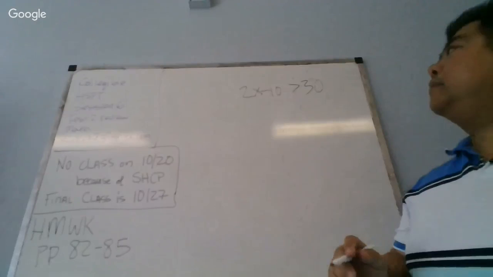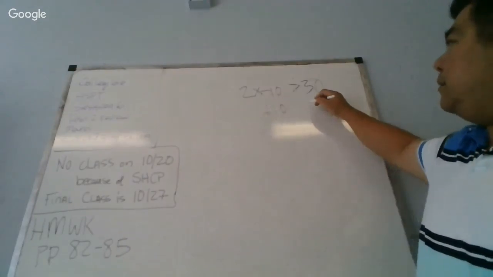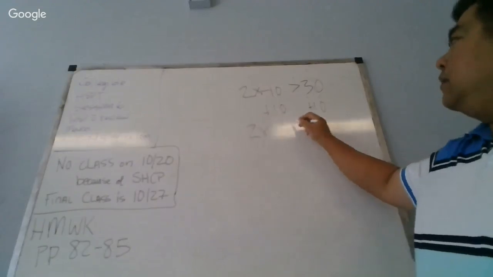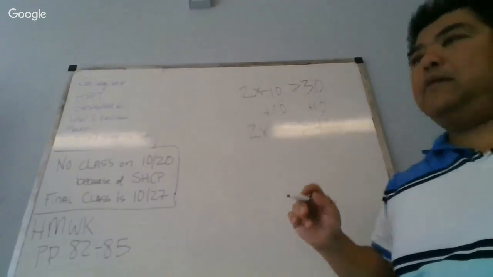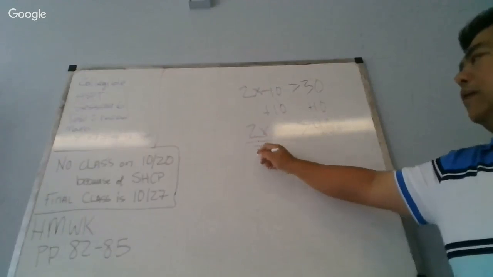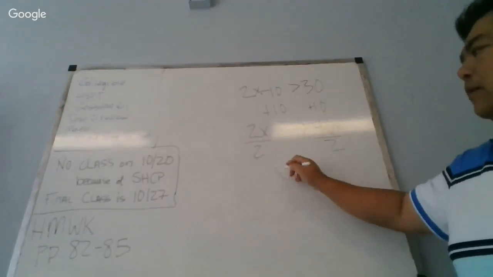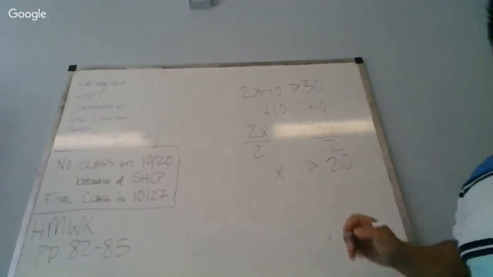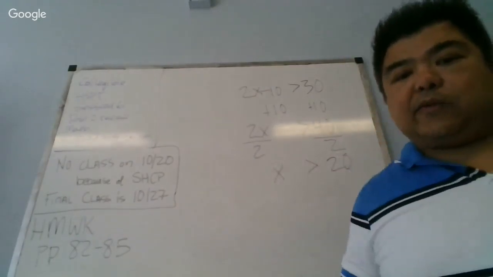I added 10 to both sides. Okay, added 10 on both sides. Which gave me 2x is greater than 40. Okay. And then I just divided by 2. Divided by 2 on both sides, so x is greater than 20. Greater than 20, yeah, that's right. So best answer was D on that one.